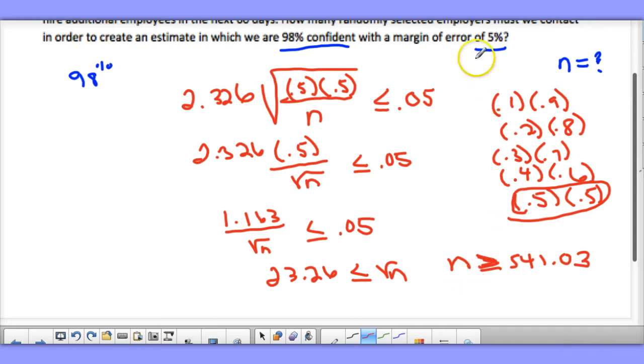Well, because we want to make sure our margin of error is no more than 5%, then we need to make sure we sample at least 542. In other words, if I sample more people, I know my margin of error is going to be smaller. The more people I sample, the smaller the margin of error.